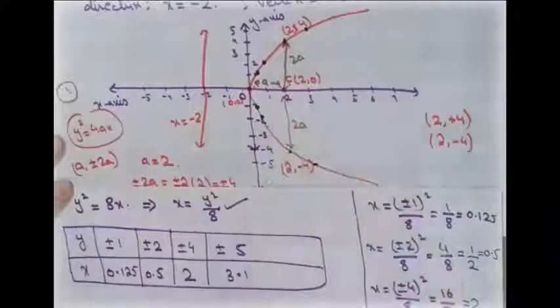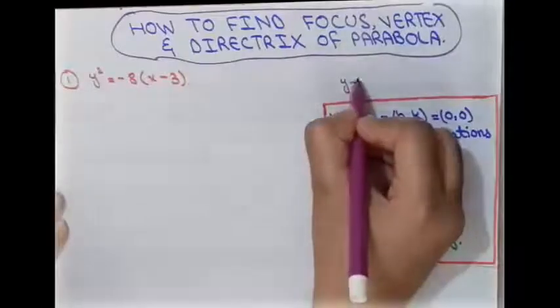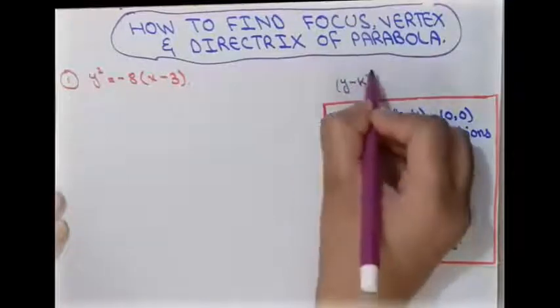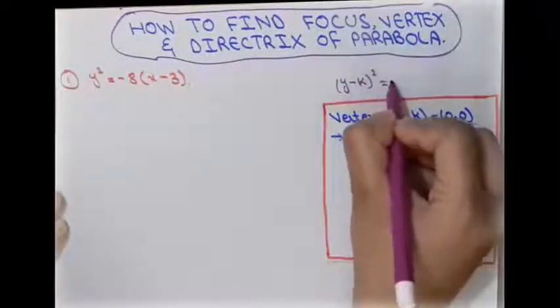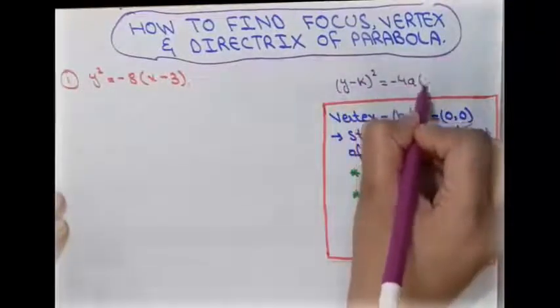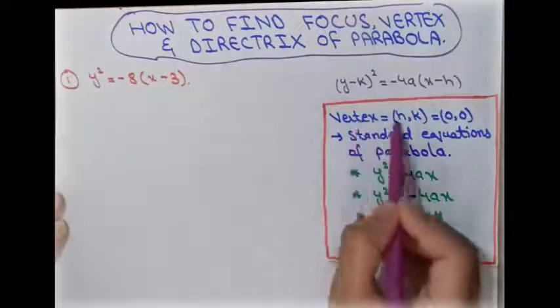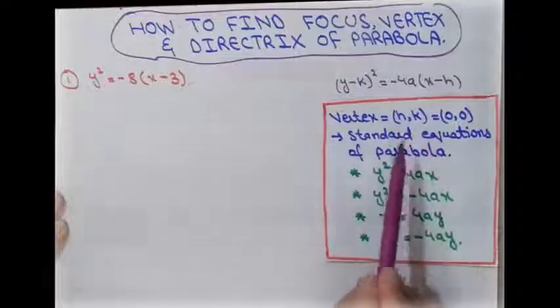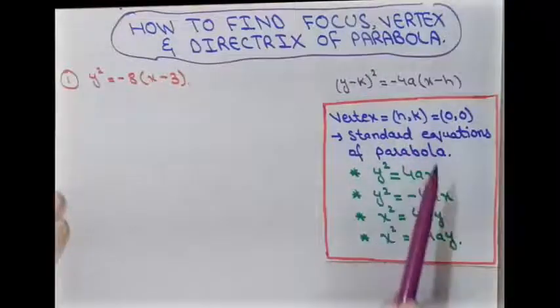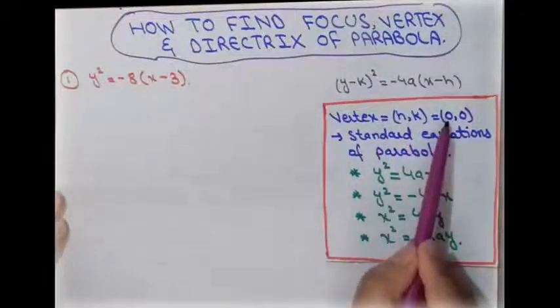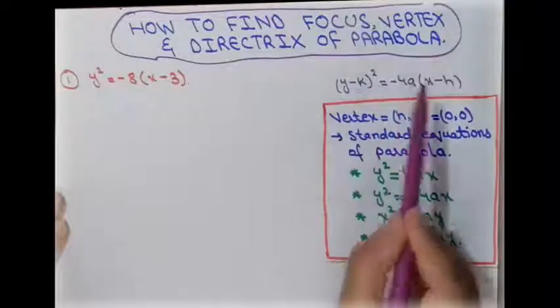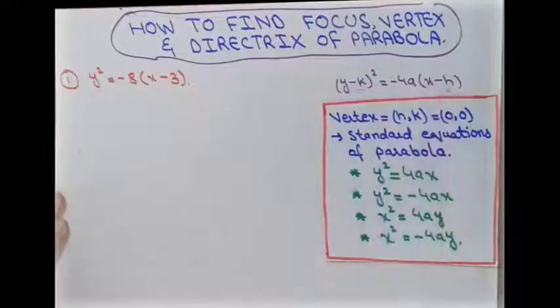So here is a point. In this way we will plot our equation y minus k square equals minus 4a times x minus h, where the vertex is h and k. But we already discussed that in the standard equations of a parabola, the vertex is at the origin, meaning the values of k and h are 0, so the vertex is at the origin.